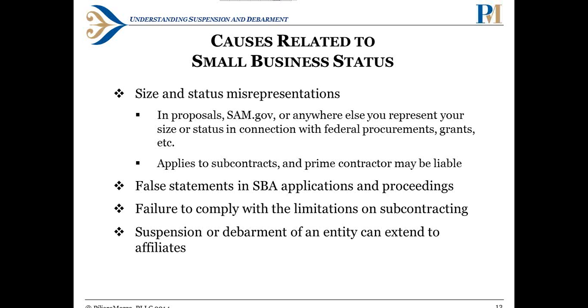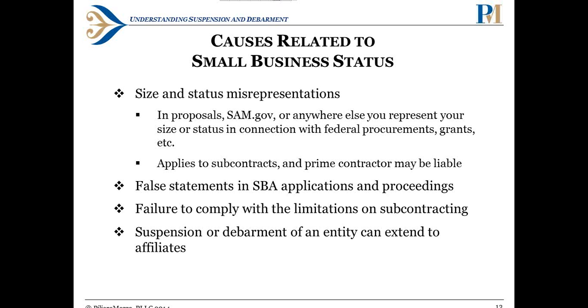This goes, particularly for proceedings, hand in glove with the size and status misrepresentations, but we had a case several years ago where a company was suspended and proposed for debarment based on statements that the principals had made in an affidavit submitted as part of a size protest response. And this affidavit helped the company to get a size determination that they were small, so they were able to perform the contract. But it later came to light as a result of an IG investigation that some of the statements in that affidavit were false, and the SBA took the position that they would not have found the company to be small if they had known the way the affidavit arguably should have been written.